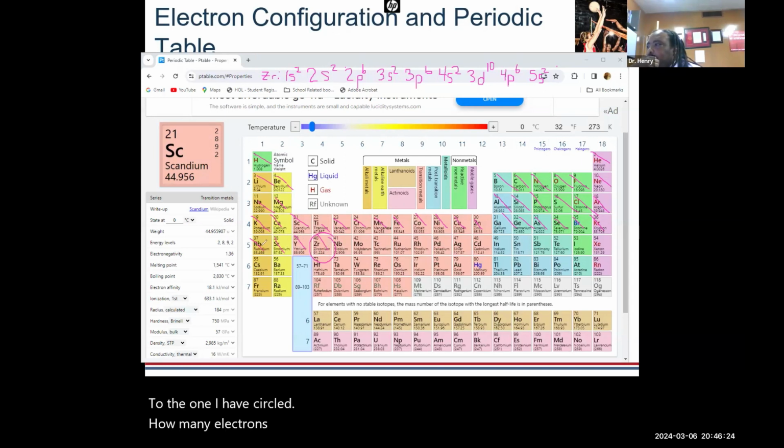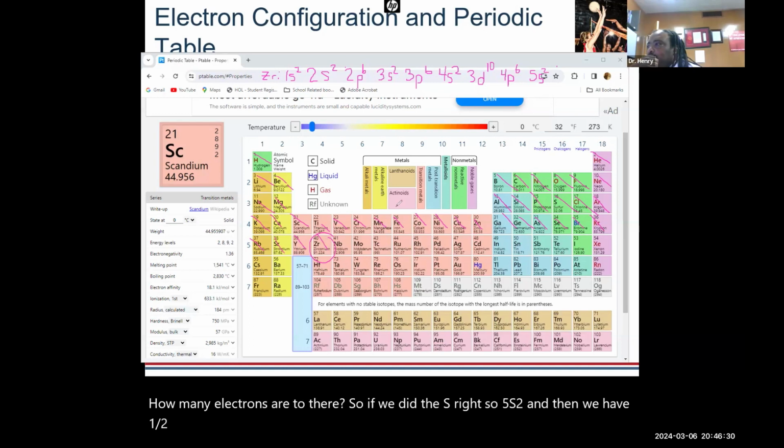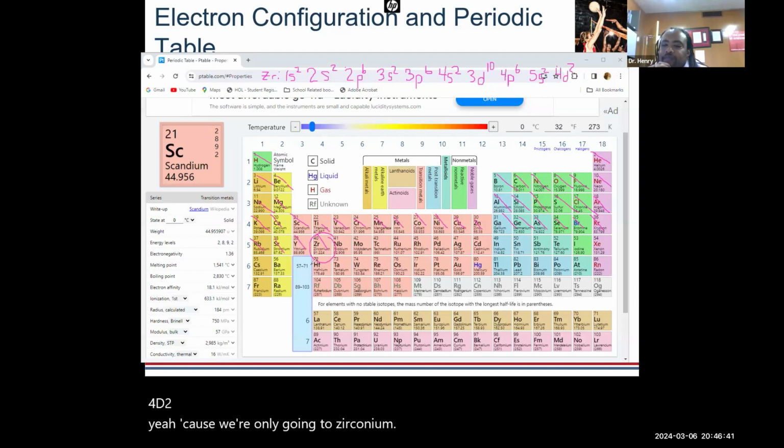So if we did the s, right? So 5s2, and then we have 1, 2 left over for the 4p. I mean 4d. 4d2. Okay, yeah. Because we're only going to zirconium.